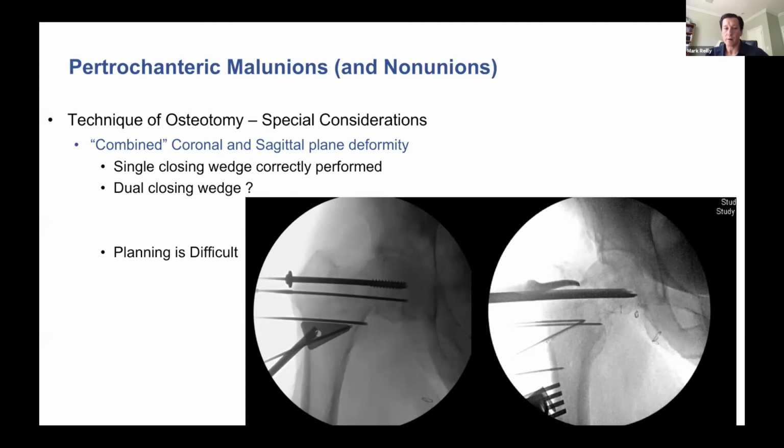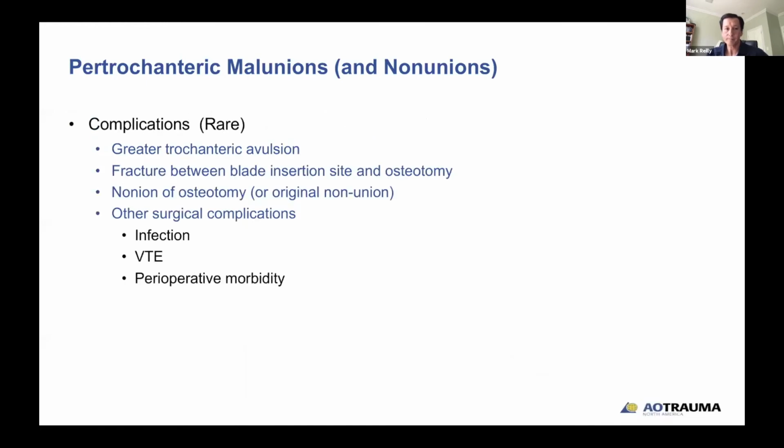And I don't know how other surgeons do that, and of course would love to learn. Complications, thankfully, are pretty rare. One is avulsion of the greater trochanter. I think we've probably all seen that.